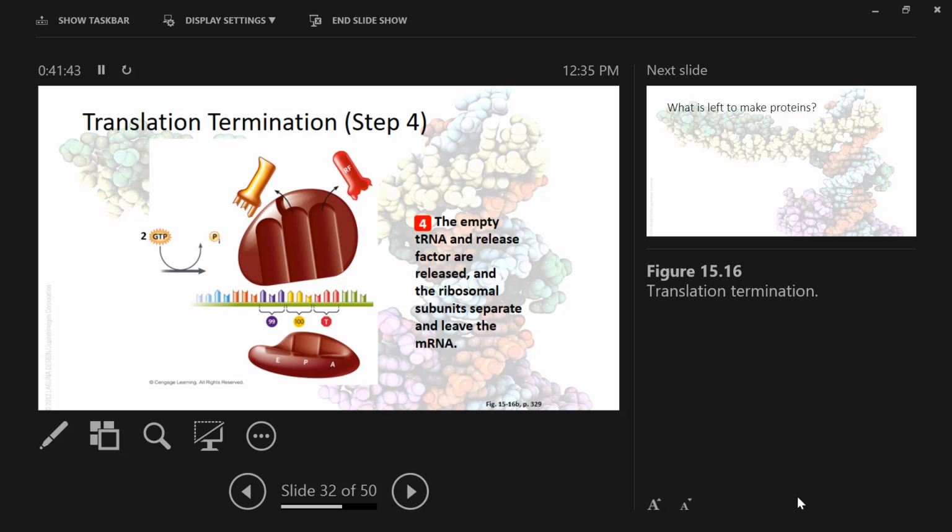All right. So at the end of translation, what do you have? At the end of translation is done, what do we have? What are all the pieces that we have? Group 1. Polypeptide chain. That is one thing we have at the end of translation. Group 2. Something we have at the end of translation in addition to a polypeptide.